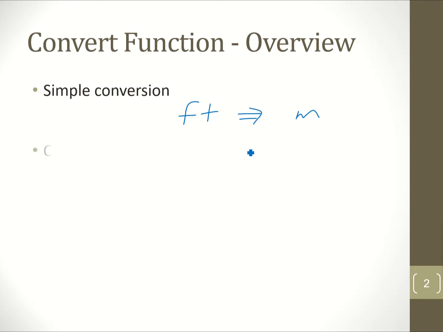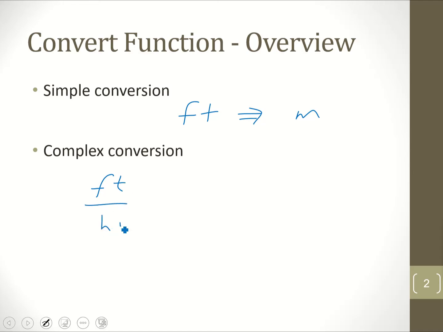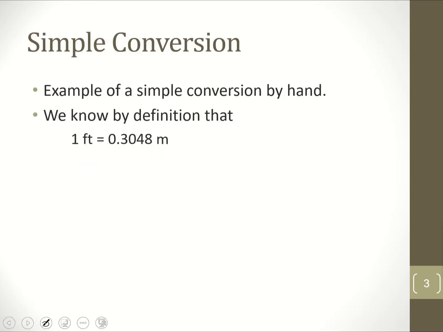The other type of conversion that we have are complex conversions. These do multiple units at one time. An example could be something that is feet per hour. How much are we traveling in feet per hour? Maybe we want to convert that for some reason to meters per second. So here we have two different units, feet and meters and hours and seconds. So these are more what we call our complex conversions. We'll start out today though with our simple conversions first. So let's look at doing a simple conversion by hand first.